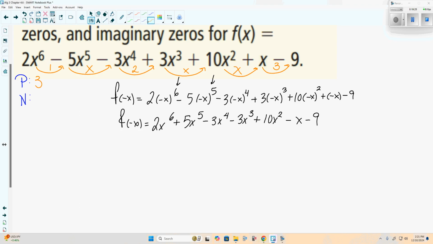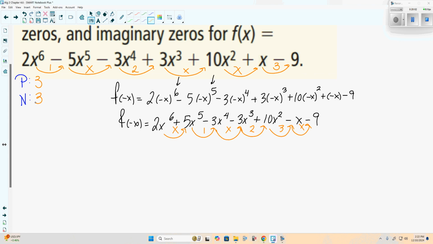And again, we can count the sign changes. From x to the 5th, so positive to positive, so there is no sign change. Positive to negative, that's our first. Then we have negative to negative, which doesn't change. Negative to positive, this gives us our second. Then we have positive to negative, which gives us our third. And then our last one does not. So the most negatives we can have is 3.